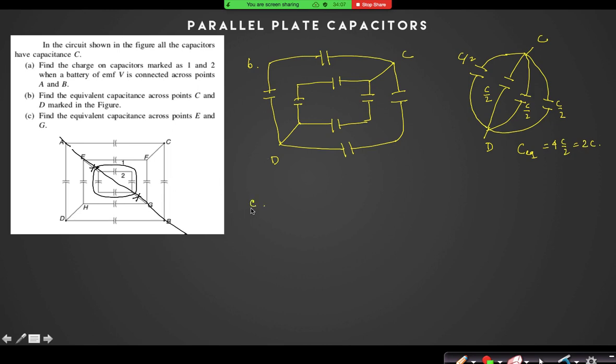For question number C, find the equivalent capacitance across E and G. E and G, okay. This is almost the same as the previous one, just the names are different.